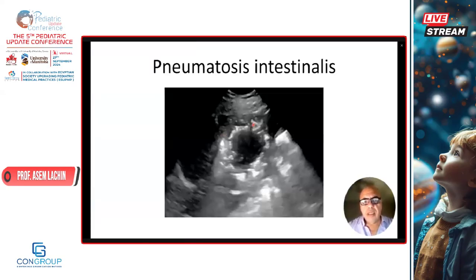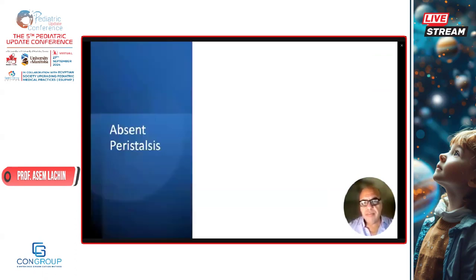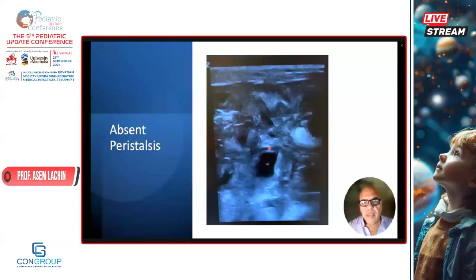This is in contrast to the previous slide. This is pneumatosis intestinalis. You can see here the white dots intramural inside the intestinal wall. That's typical of pneumatosis intestinalis. This is also some kind of absent peristalsis.